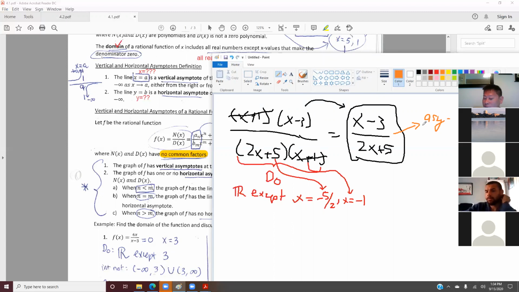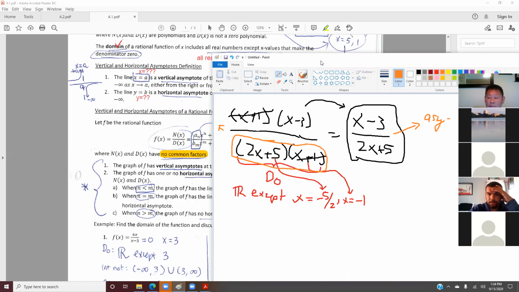You guys got the big difference here? You see what's going on, right? So make sure you know how to factor. That's the first thing you need to know. If you don't know how to factor, you're done. And then this is used to figure out your domain. And whatever is canceled, whatever is left over is used to figure out your asymptote.